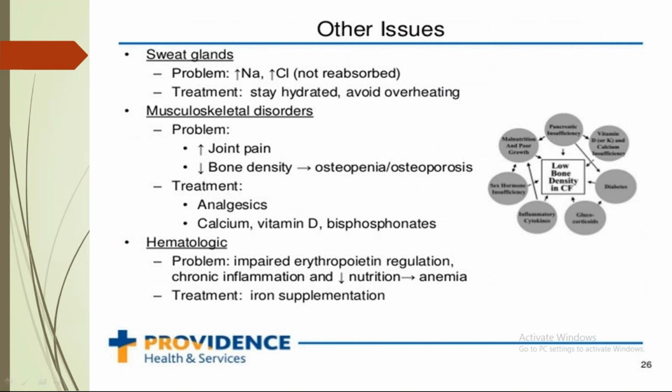Coming to the abnormalities in sweat glands, as they have increased sodium and chloride because it is not reabsorbed into the cell, we'll treat them with fluids and advise them not to go to areas with high humidity. Coming to the musculoskeletal disorders, we'll treat with calcium and vitamin D supplementation and bisphosphonates, and for joint pain, we'll go for analgesics. As they are most prone to anemia, they will be treated with iron supplements.